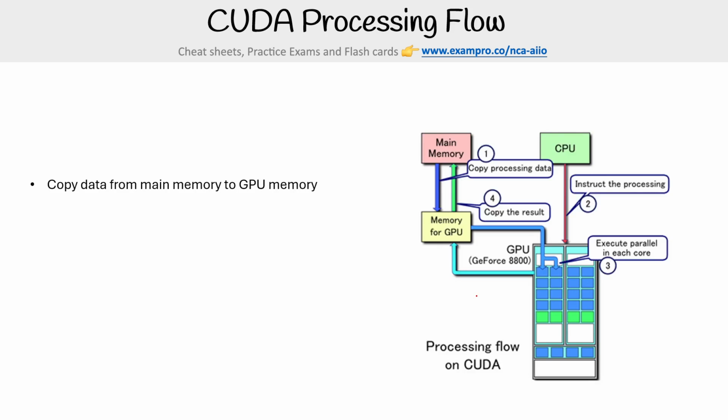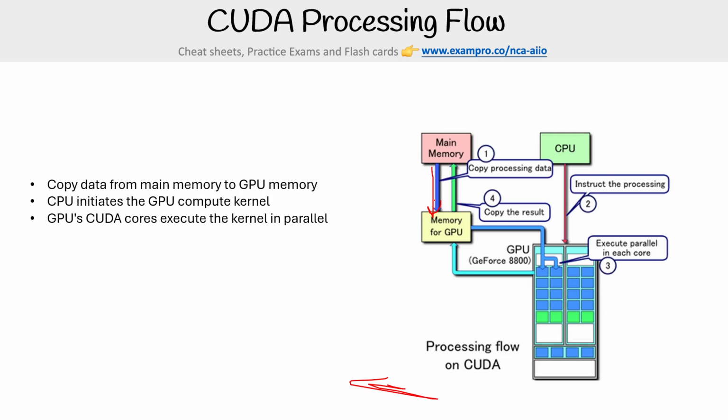You copy data from the main memory to the GPU. Okay, so here, main memory to the GPU. The CPU initiates the GPU compute kernel. The GPU's CUDA cores execute the kernels in parallel, okay, copying the results of the data from the GPU memory to main memory. So there's things you've got to know about memory. But again, this certification is not about knowing how to write CUDA in great detail, but you come across it so much, you really should know it when you're in this NVIDIA ecosystem, and that's how we're covering it.